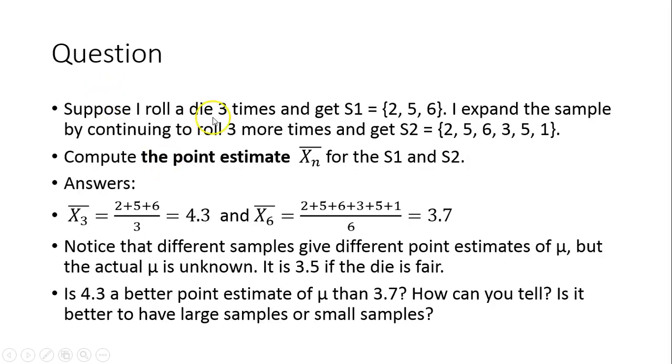So, suppose I roll the die 3 times and get the numbers 2, 5, 6. I expand the sample and now roll it 6 times total. And I get the numbers 2, 5, 6, 3, 5, 1. Compute the point estimate x bar n for S1 and S2 for these two samples. So the first one I get is 4.3, and the second time I get is 3.7.